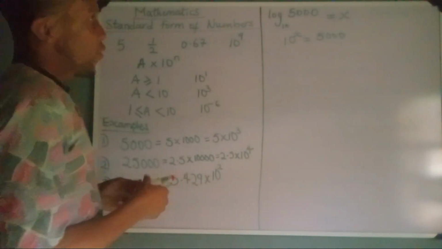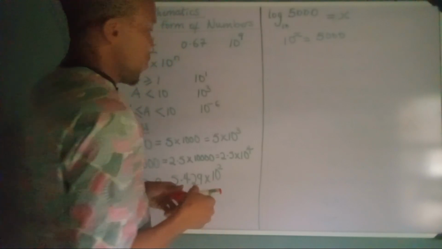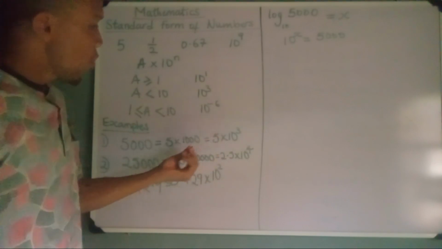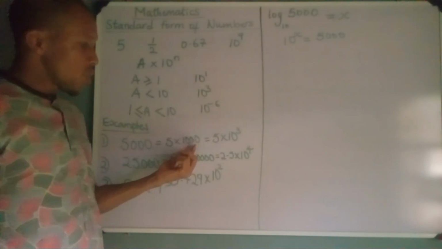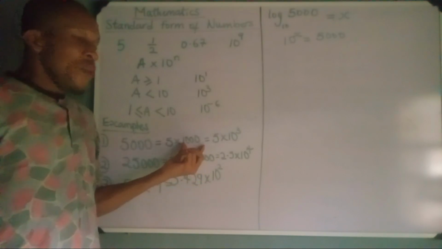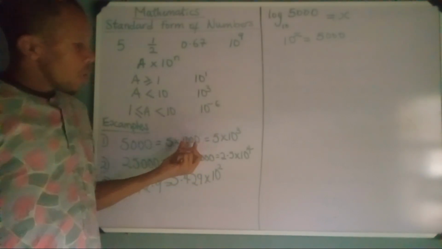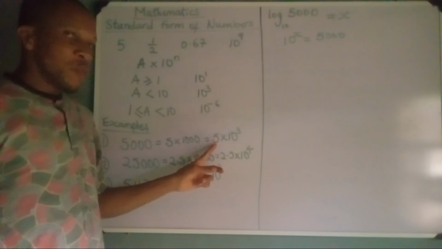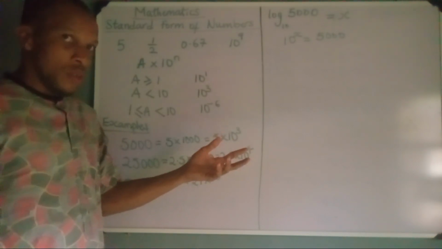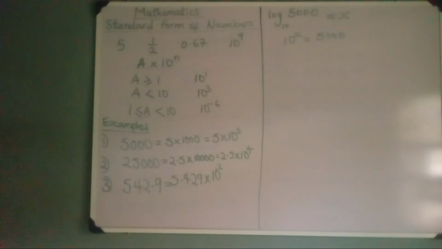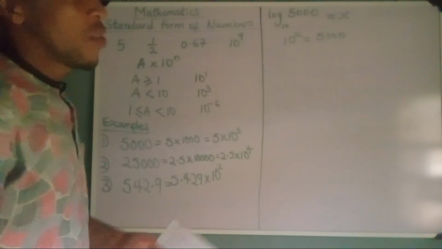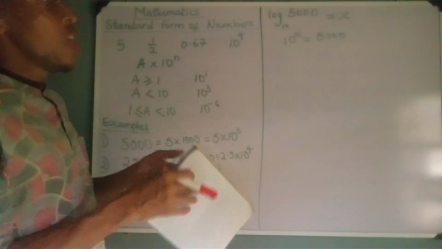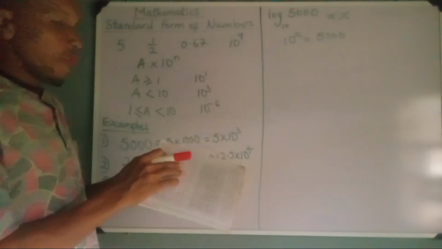Now don't forget, 5,000 itself in standard form means 5 times 10 raised power 3. Which means we've already written 5,000 is 5 times 1,000, which is 5 times 10 raised power 3. We've already expressed 1,000 as a power of 10. Now we need to express 5 as a power of 10 as well. That is where we get our four-figure tables. So we're going to be using our four-figure tables in conjunction with standard form of numbers to find the logarithm of numbers.